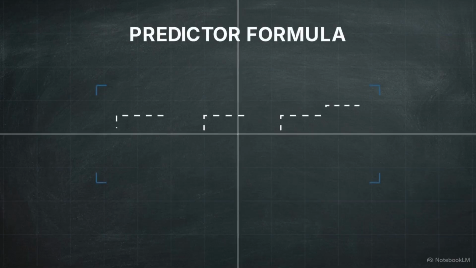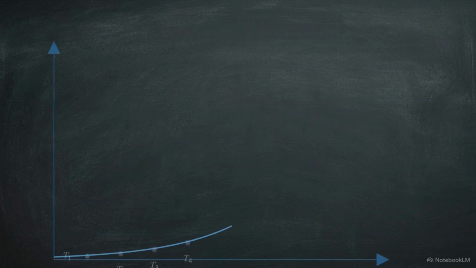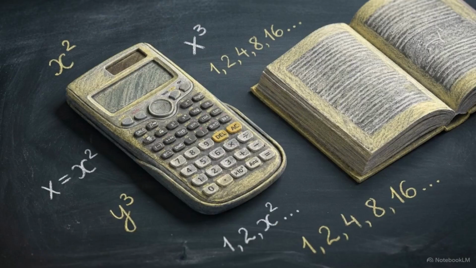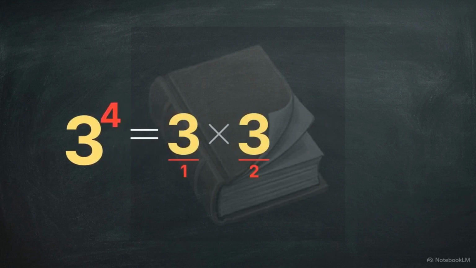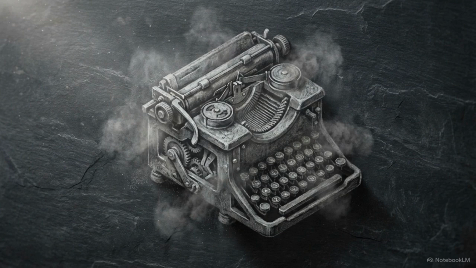By the end of this video, you will build a custom predictor formula. This tool will allow you to skip the manual counting entirely and instantly pinpoint any specific number in a geometric sequence. To build this, you only need 2 things: a calculator and a basic understanding of exponents. An exponent is simply a small number written above and to the right of a base number, telling you how many times to multiply that base by itself.